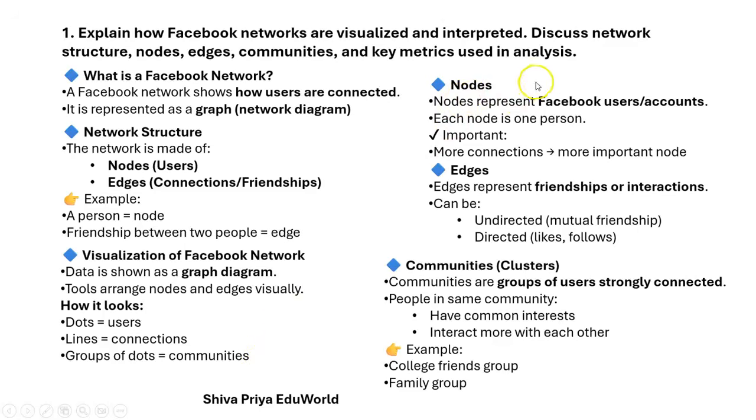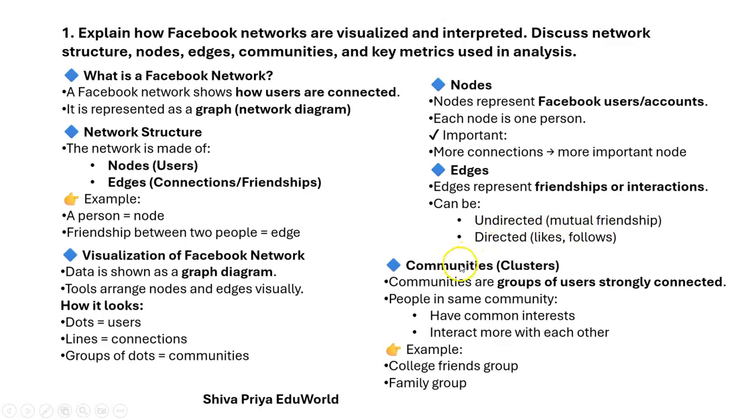Here nodes represent the Facebook users or accounts. As I already told you, a node is a person or account of a person. Each node is one person, and a person with more connections is a more important node. Clear? Here edge represents the friendship or interaction. It can be undirected, a mutual friendship, or directed, like likes and follows. Undirected means mutual friendship, directed means likes and follows.